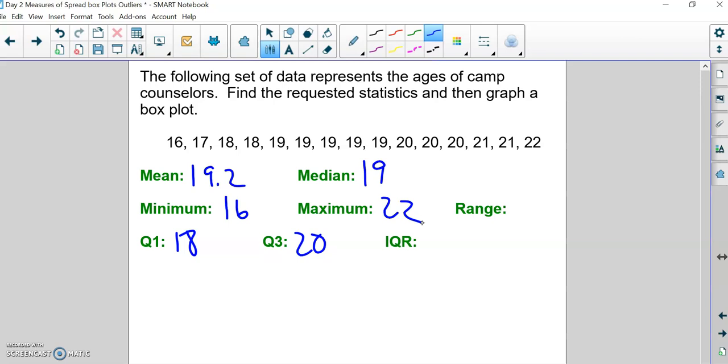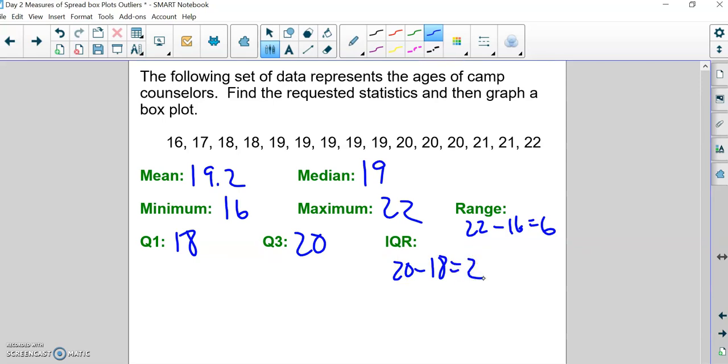And then your range is going to be the maximum, which is 22, minus the minimum, which is 16, so we have a range of 6. And our interquartile range is Q3, which is 20, minus Q1, which is 18. So we have an interquartile range of 2.